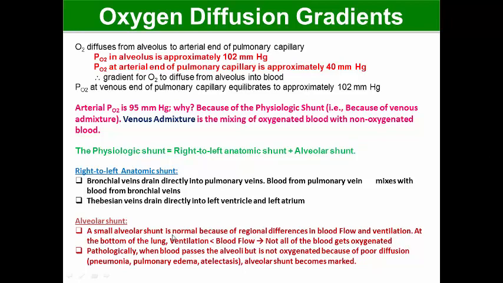The physiological shunt or the venous admixture is the cause. And we have two types of shunts. We have the right to left anatomic shunt and we have the alveolar shunt. What is the meaning of right to left anatomic shunt? The meaning of right to left anatomic shunt is that there is venous blood from part of the systemic circulation which drains into the pulmonary veins. This part of the systemic circulation is known as the bronchial circulation.